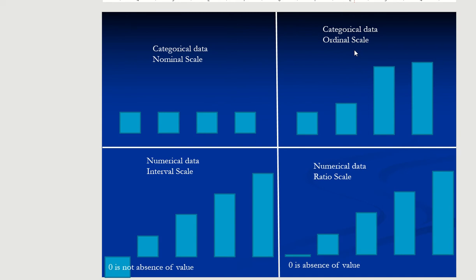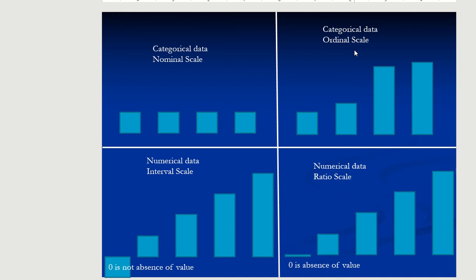Think about when you talk about the army ranks. So lieutenant, captain, I think major, lieutenant colonel, brigadier. Okay, so these are categories, but there is a rank, there is an order, very clear order. Cancer. In cancer, we talk about stage 1 cancer, stage 2 cancer, stage 3 cancer, stage 4 cancer.